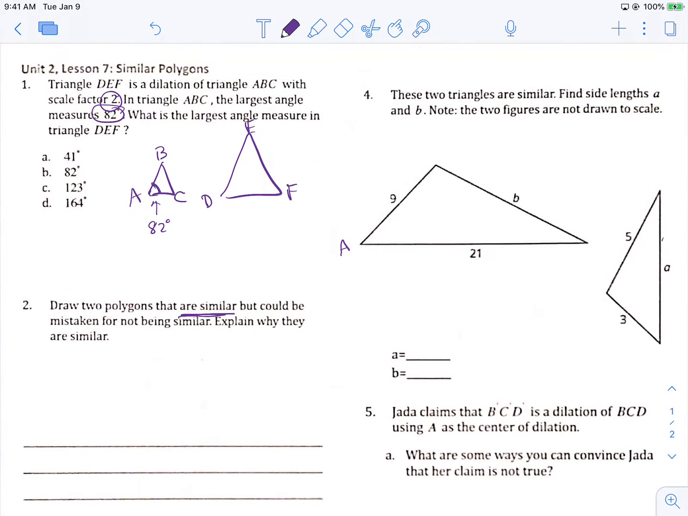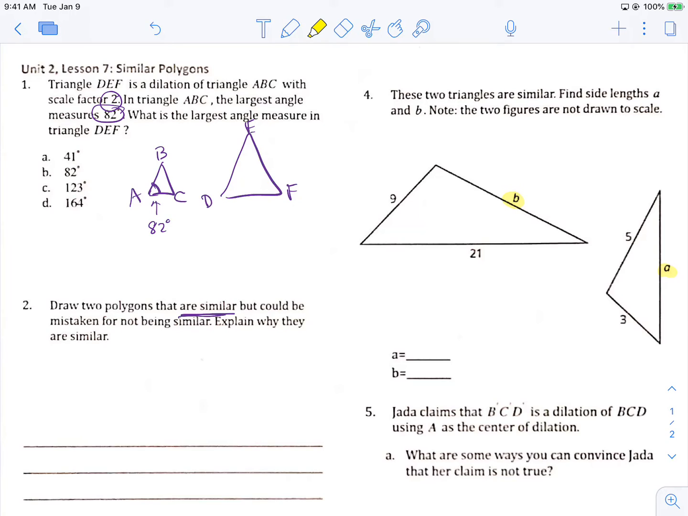Number 4, we have two shapes that are similar. They're telling us they are similar, so we've now got to figure out what our scale factor is. They're not drawn to scale, so don't try to measure. Figure out what our scale factor is to help us find the B and the A.